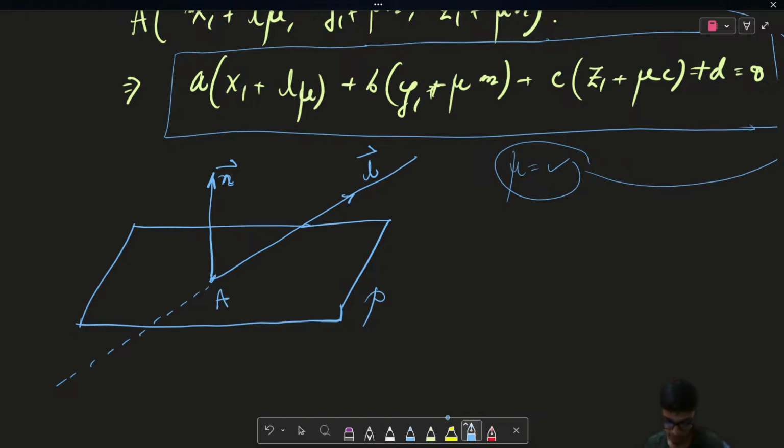Now, sir, can you tell me some reference book for mathematics? There are a lot of reference books for mathematics. I will come to it, but let us first understand this concept.